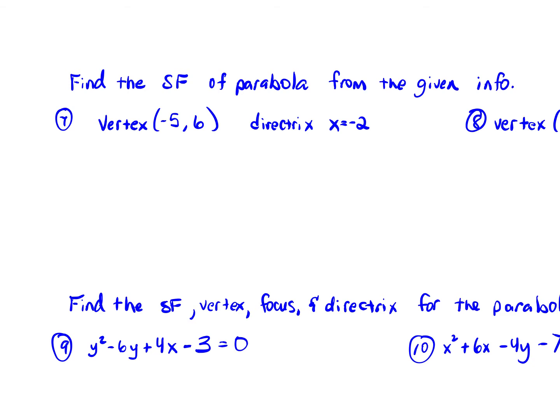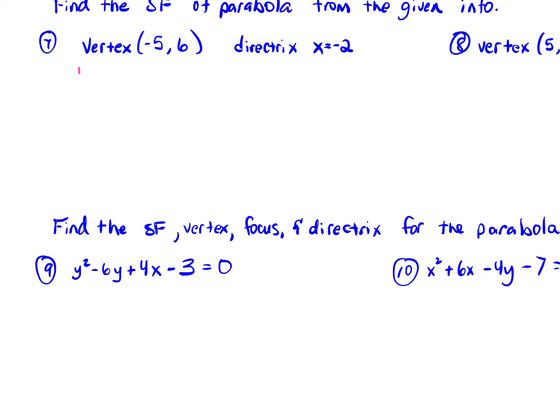So it gives us our vertex and our directrix, and we have to find the standard form. So first thing we want to do is write our equation that we're going to use. But for parabolas, we have 4 different types of equations, so we want to see which way this is opening up to determine which equation we use. So let's do a quick little sketch of what our graph is.